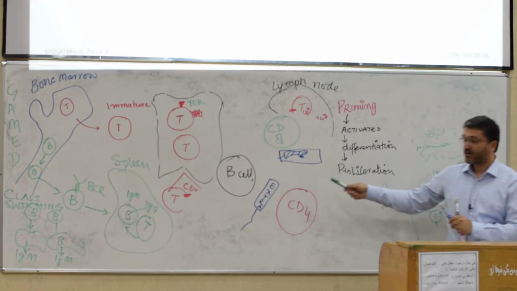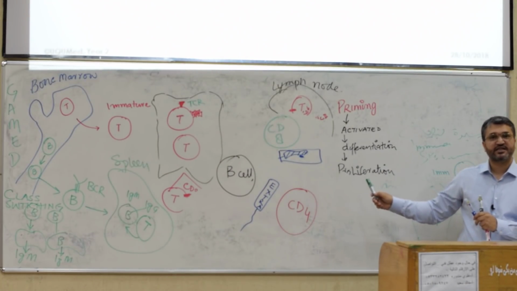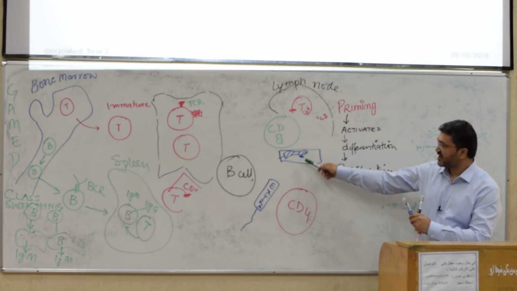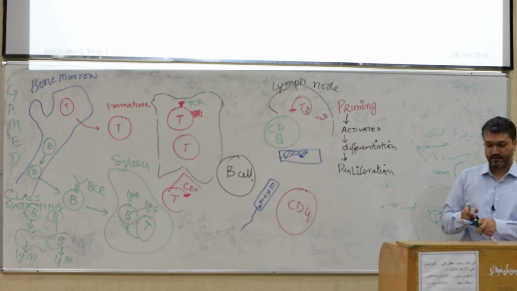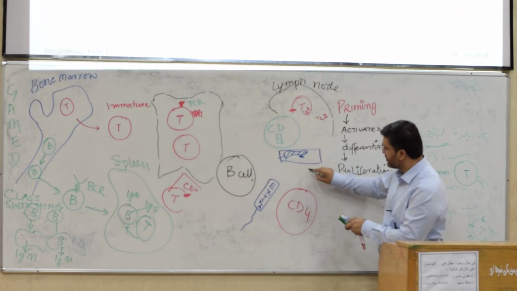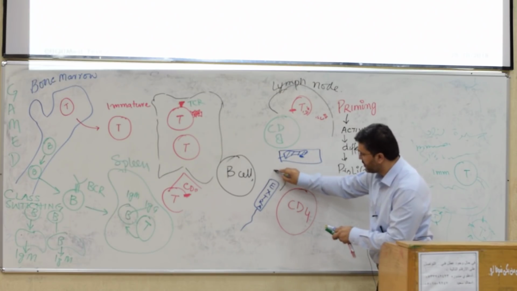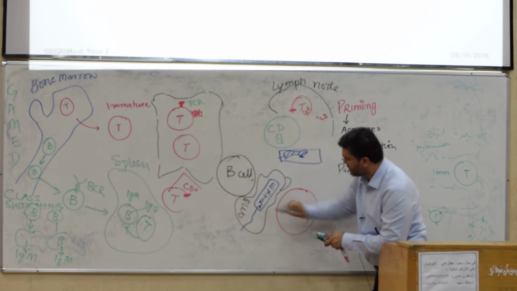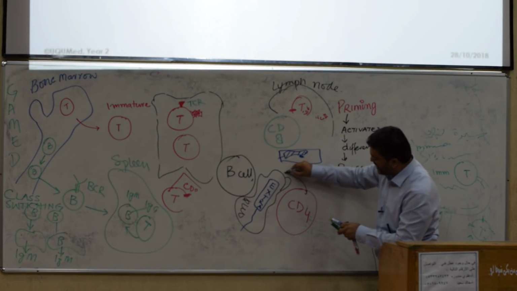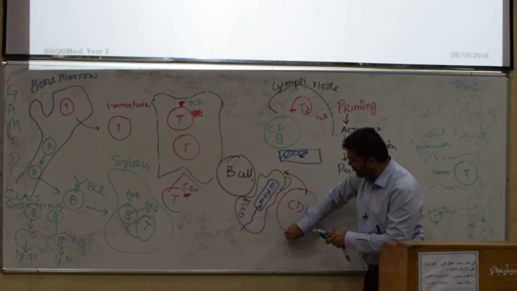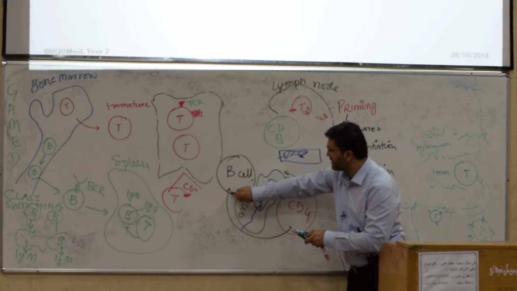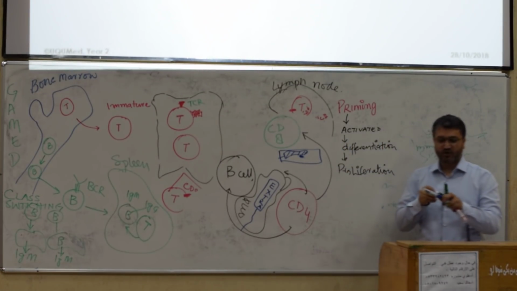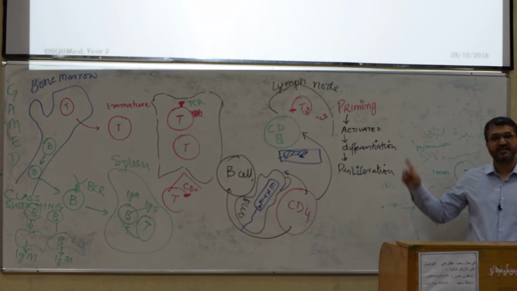This B cell will act against the extracellular bacteria by producing antibodies. This CD4 cell is going to kill this with the help of the macrophage. So this CD4 is going to activate the macrophage. This CD4 is also going to activate the B cells. And this CD4 is also going to activate CD8. That's why it is called a helper T cell, because it's helping everyone.